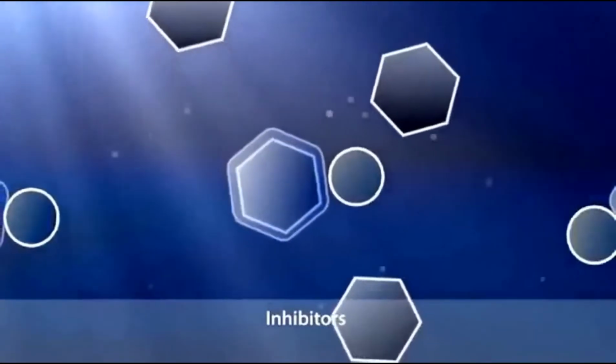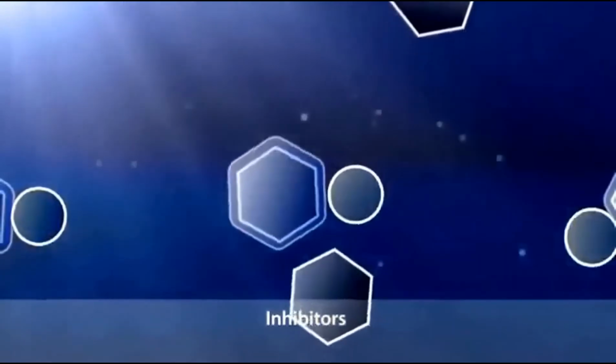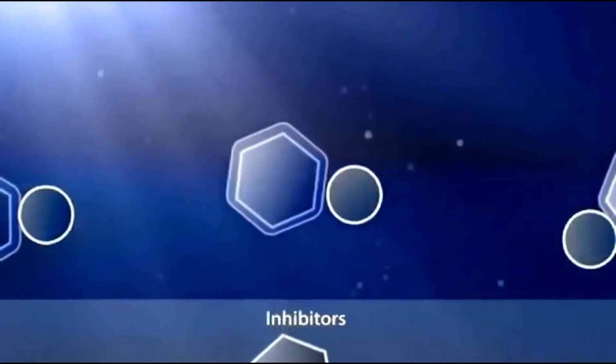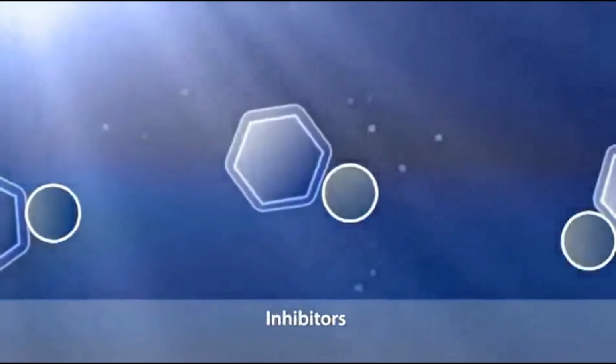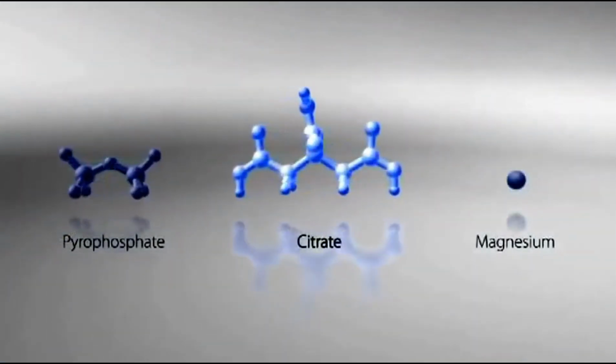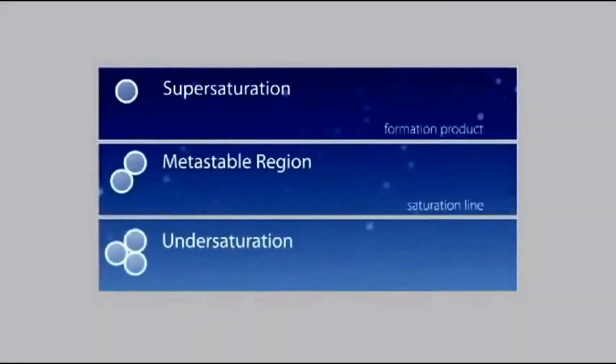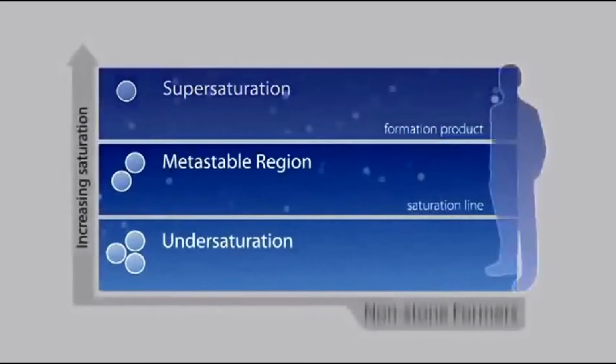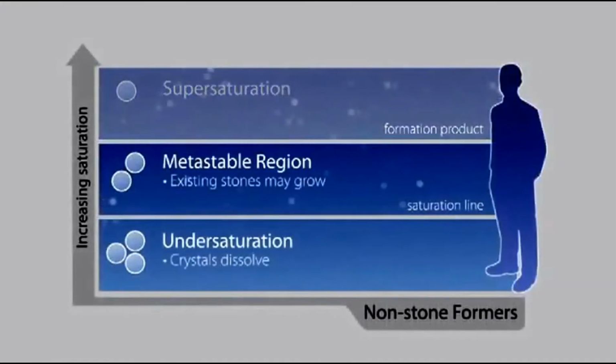Inhibitors retard the nucleation, growth, and aggregation process by binding ions needed for crystal formation and growth. One of the most important inhibitors is citrate. Urine saturation and inhibitor levels explain why, in normal patients, large crystals are not formed. Their urine is not as saturated, and they have sufficient quantities of inhibitors present.